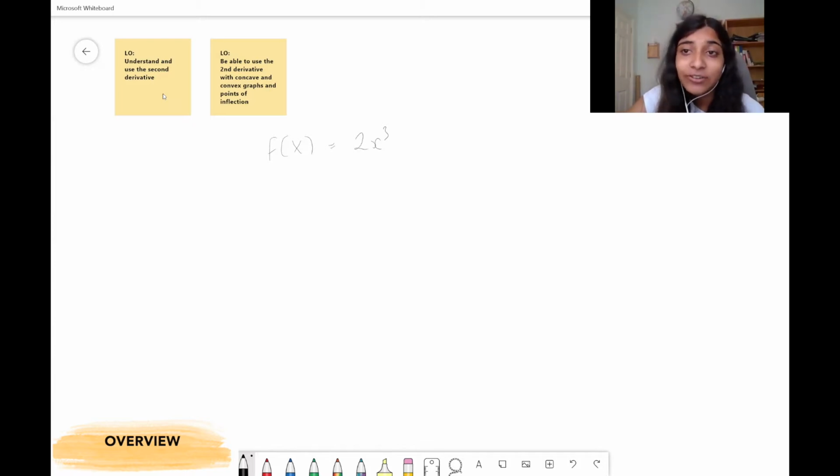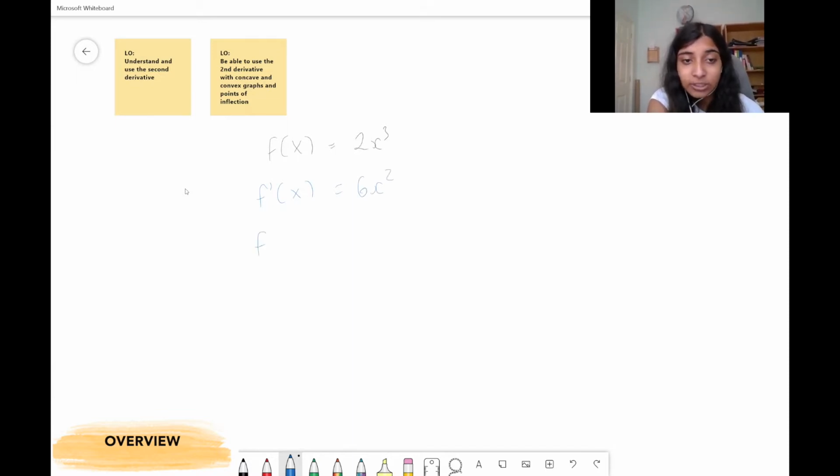The second derivative is just if you differentiate a function twice. So it is measuring the rate of change. If you want to measure the gradient of a graph, you differentiate that firstly. Then if you want to measure what the rate of change of the gradient is, you have to find the second derivative. To do that, the first thing you want to do is find the first derivative, so f dash x. If you do that, that'll just be equal to 6x squared.